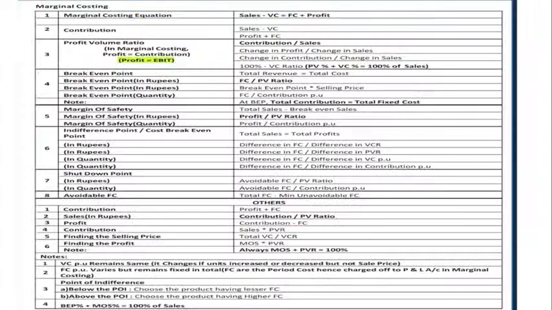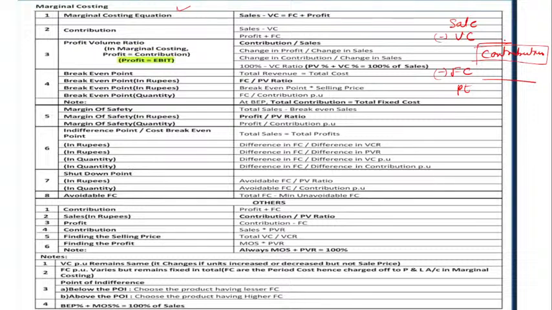Now this is what it looks like when the company calculates its marginal costing. So what is the formula of marginal costing? This is important, the equation of marginal costing: sales minus variable cost, the company gets its contribution, okay. Then from that contribution the company deducts the fixed cost, and then the company gets a profit, okay. So what is marginal costing? That is the contribution.